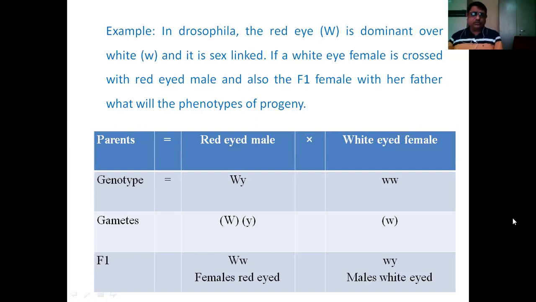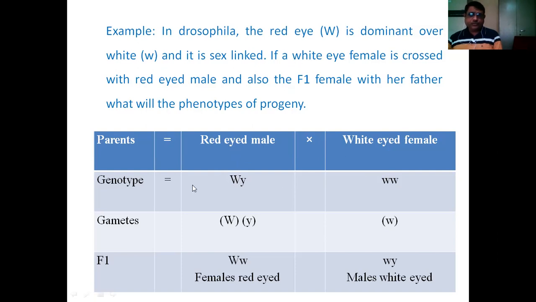So here I have shown the cross. When we talk about the red-eyed male, this W is a character which is present on the X chromosome, which is responsible for eye color. Now, as the male carries only one copy of X chromosome, I have shown it with capital W, and this Y indicates the absence of X chromosome. That means we can show it with 0 or Y. But the female is white-eyed, so it will carry the recessive copy of X chromosome, and both will be small w, small w.